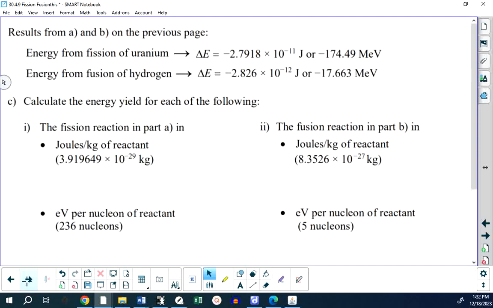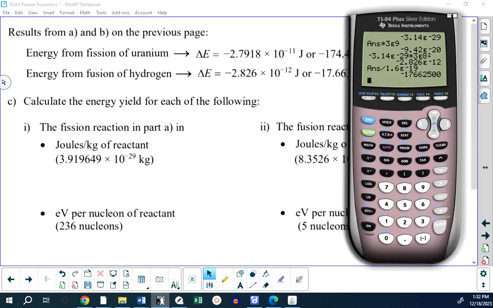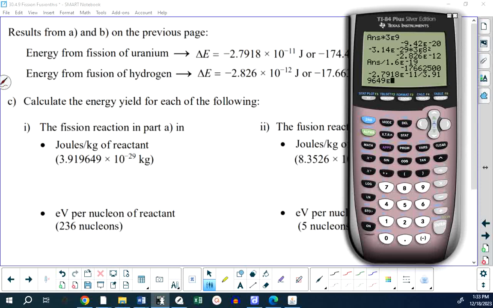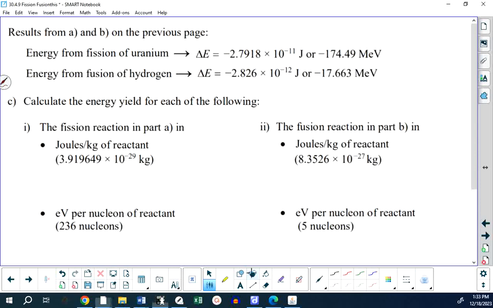Well, if we take, and I've already added up the masses of the reactants for us, this number is the uranium-235 plus the neutron. If we take our joules of negative 2.7918 multiplied by 10 to the negative 11 joules and divide by this many kilograms of fuel, 3.919649 times 10. That can't be negative 29, can it? It's negative 25. Yeah, it's negative 25. So I'll have to change that in your note package. I'm assuming that yours actually says negative 29 as well here. It should say negative 25.